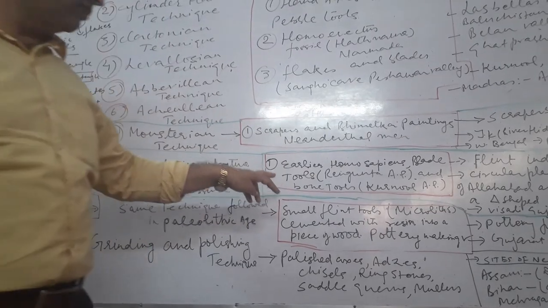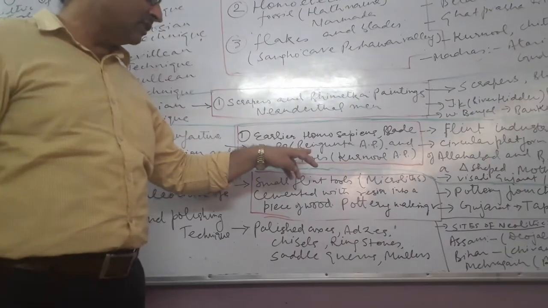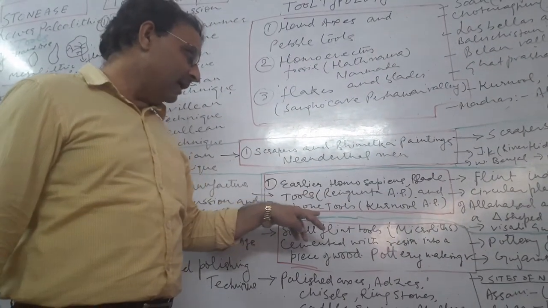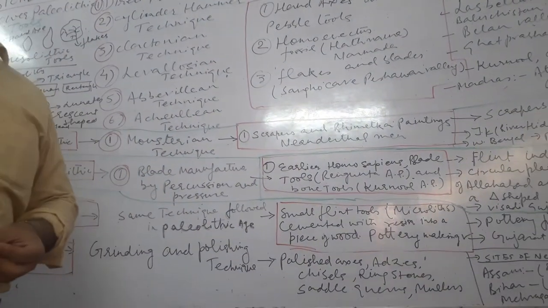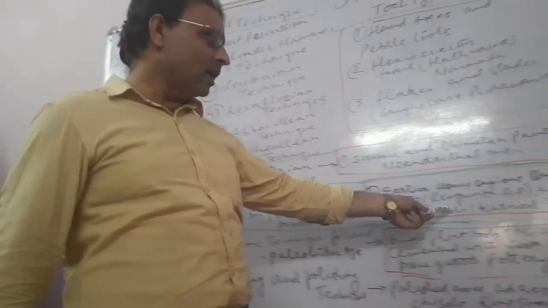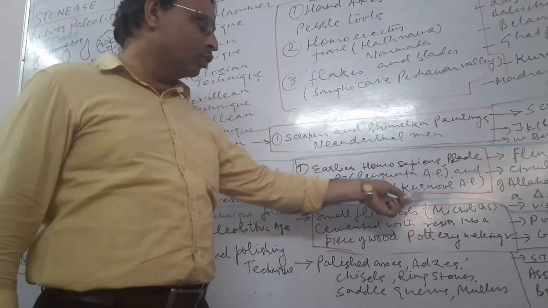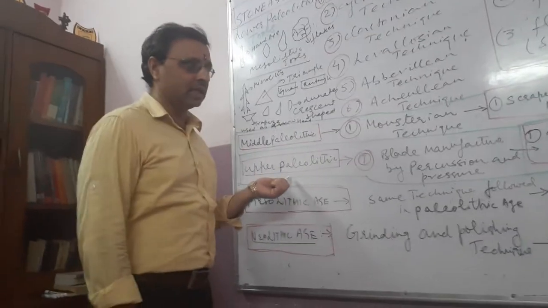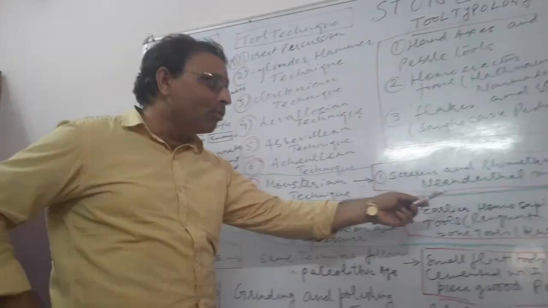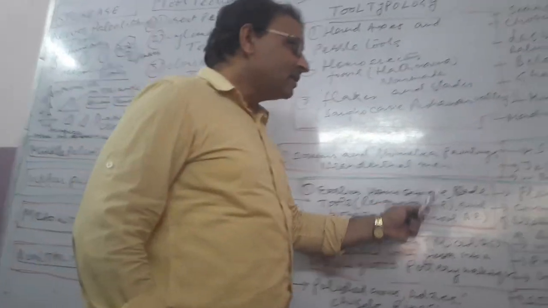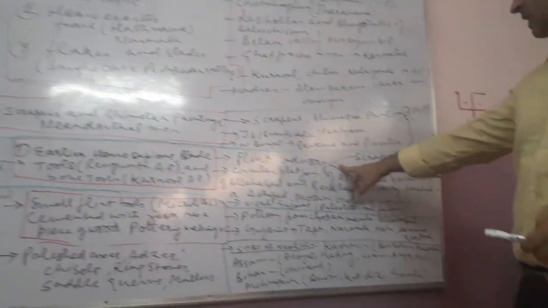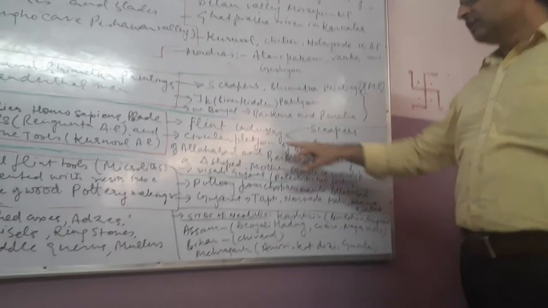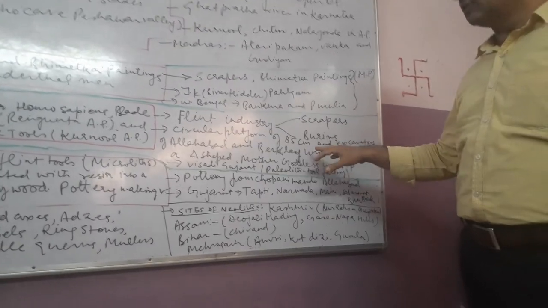Blade tools we have discovered from Andhra Pradesh, the place is Renigunta, and bone tools we have discovered from another place in Andhra Pradesh, the Kurnool district. So from Renigunta and Kurnool in AP, we have discovered tools which belong to this Upper Paleolithic age, and the species was the Homo sapiens here. The sites have the flint industry, that is the scrapers and the burins. Circular platform, it's very much important here.